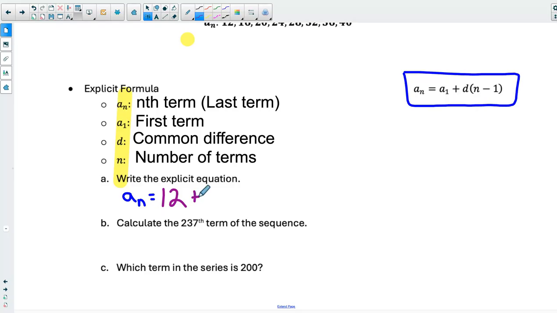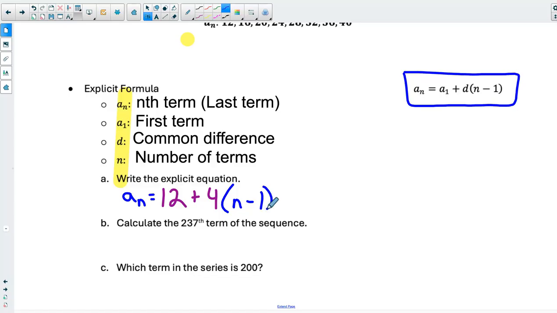Then I go plus, and it could be a minus as well, depending. But what number are we changing by? So we go 12, 16, 20, 24. So we're adding 4 every time. So I'm going to go plus 4. So 4 is like my slope in a sense. It's my common difference. It's my rate of change. And then I'm going to write (n minus 1). And so that n is kind of like an x.